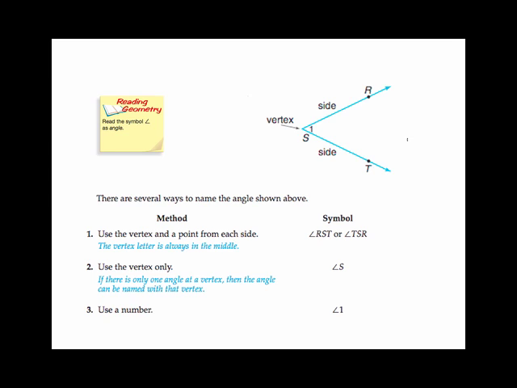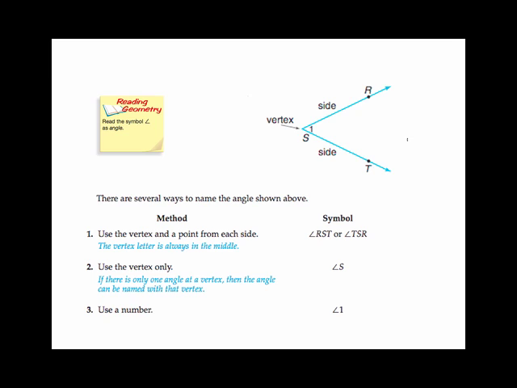There are several ways to name the angle shown above. One way is to use the vertex and a point from each side. The vertex letter is always in the middle. So the angle that we see here can be named angle RST or angle TSR. Again, the endpoint S, which is the vertex of the angle, is always listed in the middle.